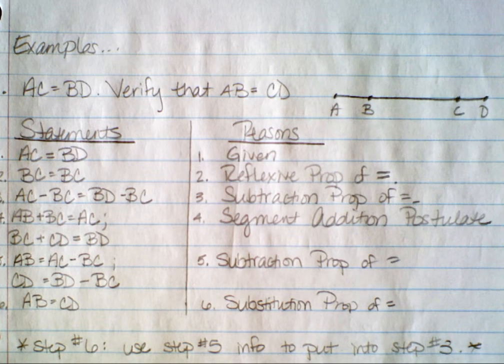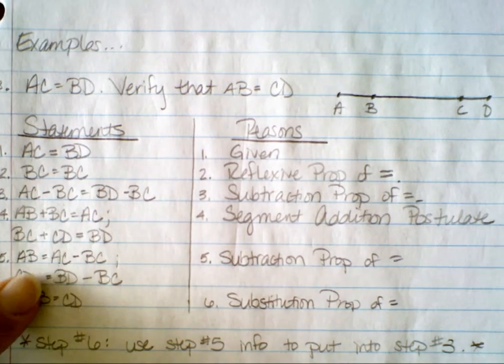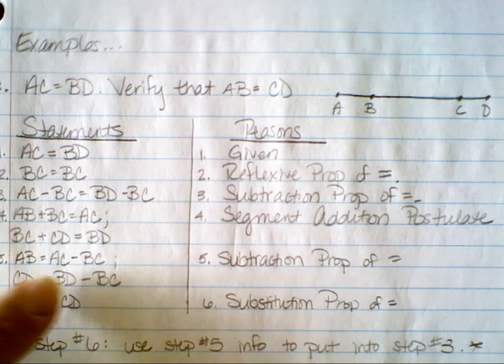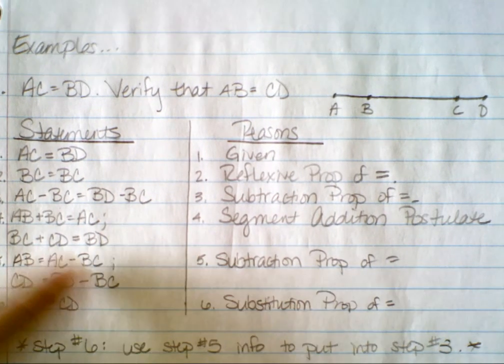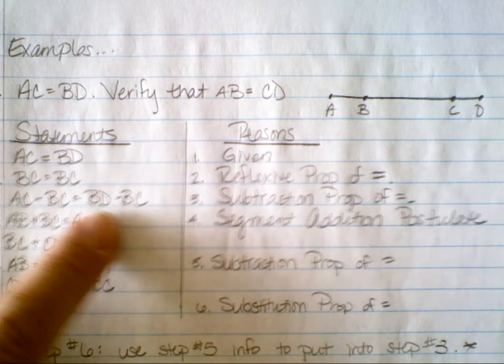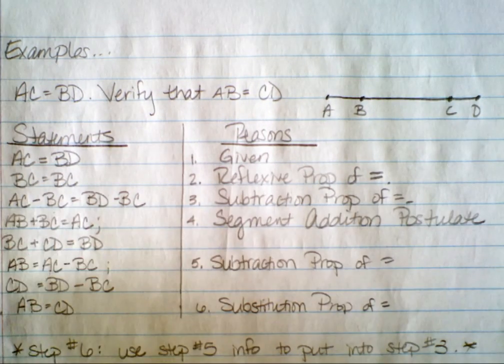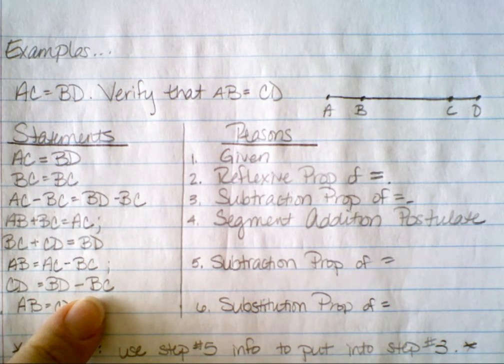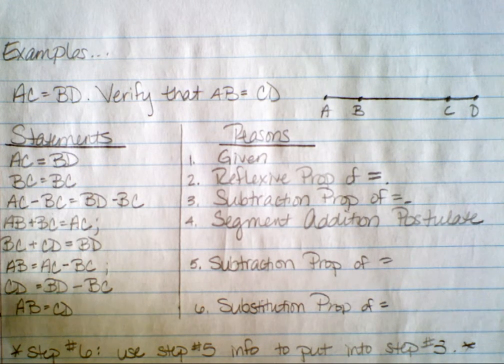Then I can say that AB equals AC minus BC. How can I say that? Well, if I look up here, okay, I have AB equals AC minus BC. So here's AC minus BC equals BD minus BC. And then if I say CD equals BD minus BC. So that's using the subtraction property of equality.